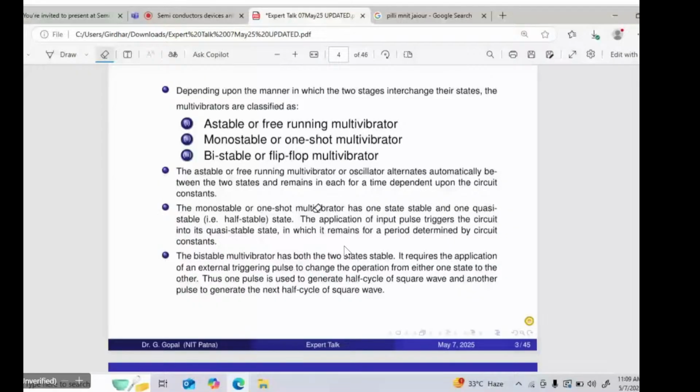Means you can trigger here. There are two pulses required. One pulse is used to generate the half cycle of the square wave, and another pulse is used to generate the next half cycle of the square wave. Right.